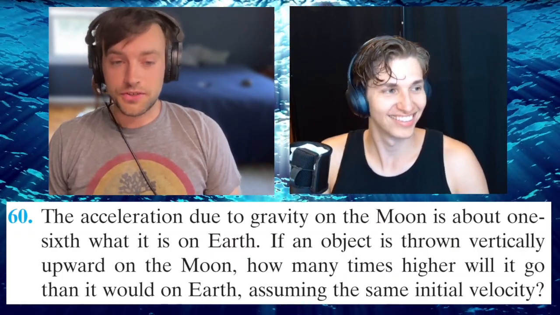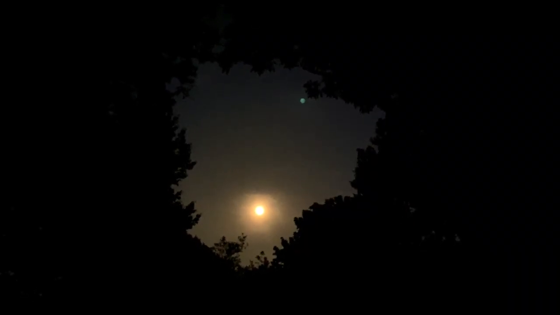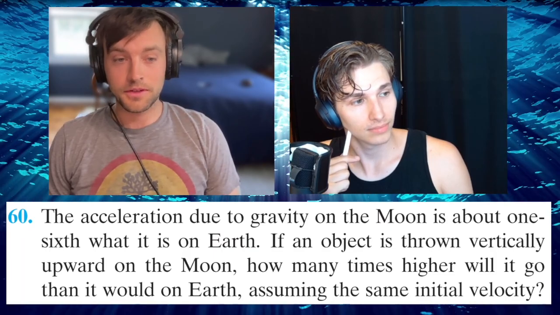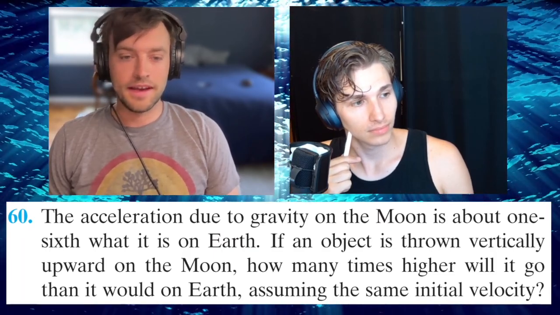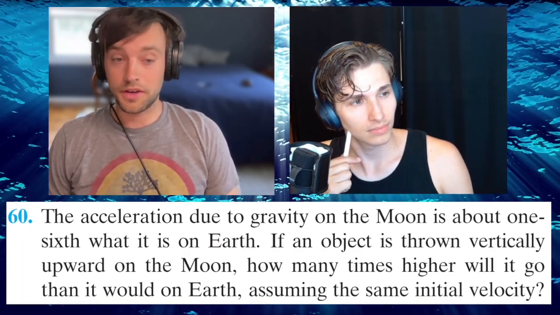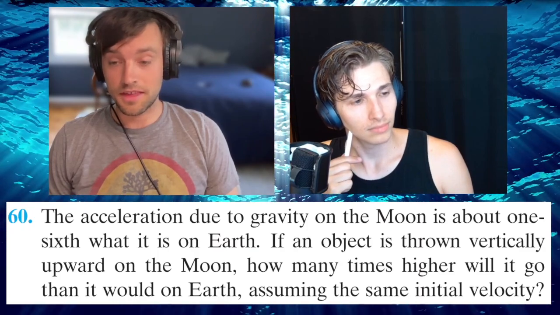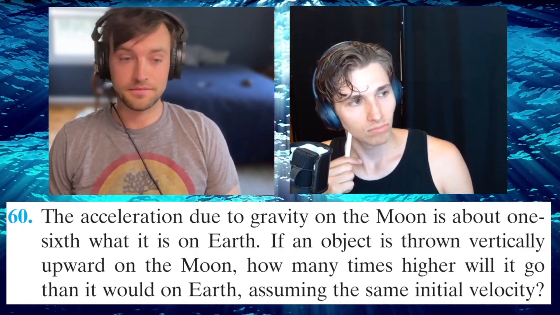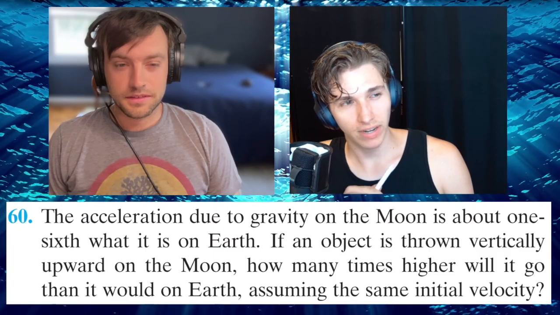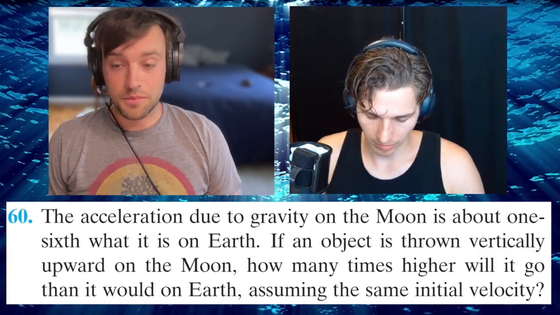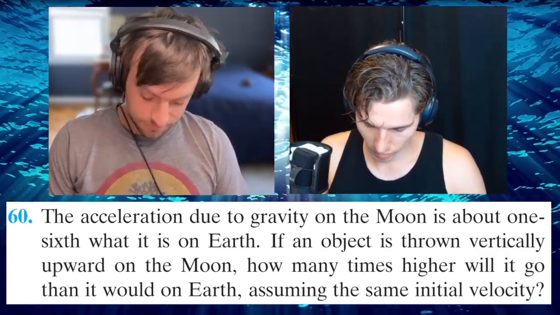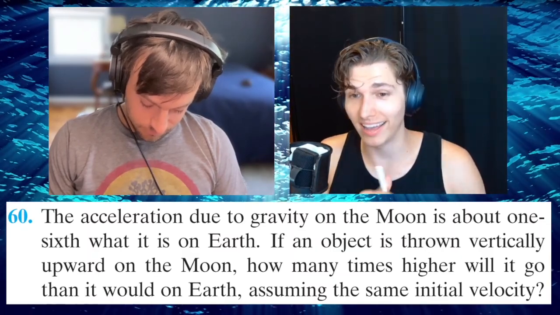The acceleration due to gravity on the moon is about 1/6 what it is on Earth. If an object is thrown vertically upward on the moon, how many times higher will it go than it would on Earth, assuming the same initial velocity? What is the acceleration due to gravity on Earth? Negative 9.8 meters per second. Meters per second squared. Yeah, perfect.